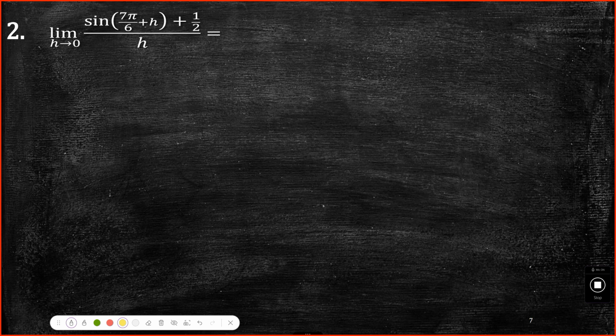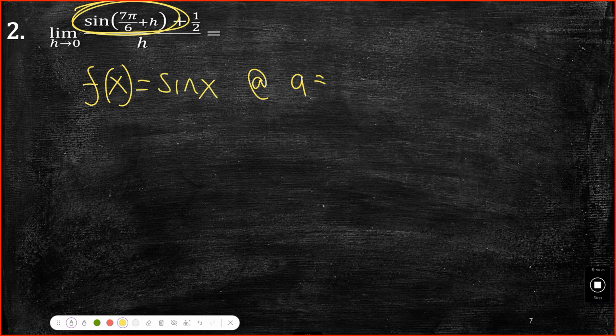Finish this off. Problem number 2. What is the limit as h approaches 0 of that? What would it be equal to? The way to do this problem, and I'm just going to give you a trick, is to identify what the function is and where it is evaluated, a equals what. The function is sine of x evaluated at 7 pi by 6. Now all you have to do is take the derivative evaluated at that point.